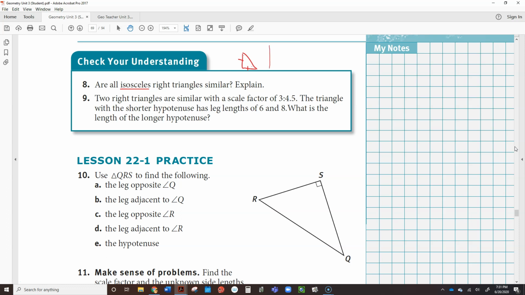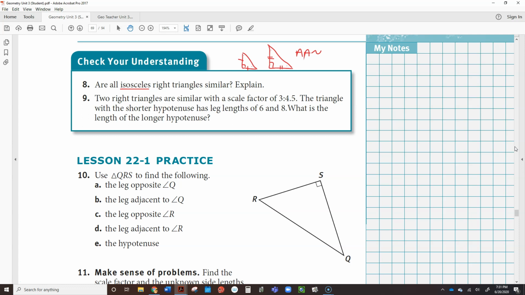So they are similar by angle similarity. Similar by angle similarity. All isosceles right triangles. Two right triangles are similar with the scale factor of 3 to 4.5.